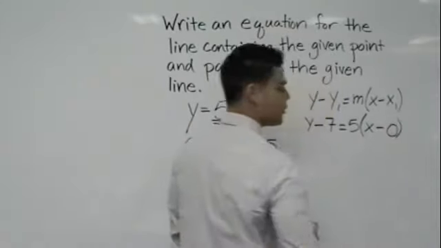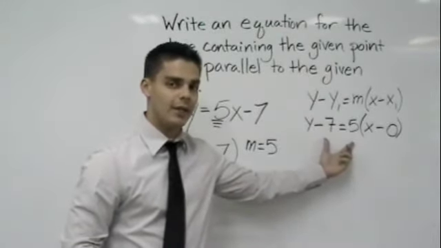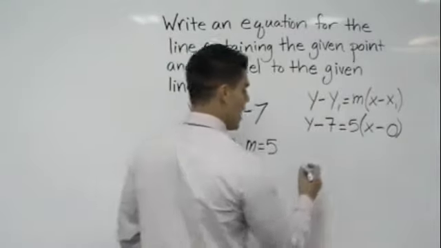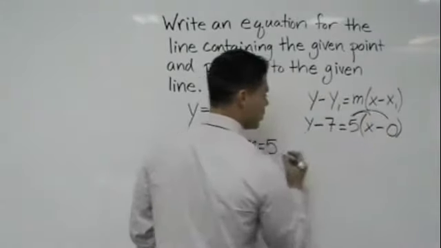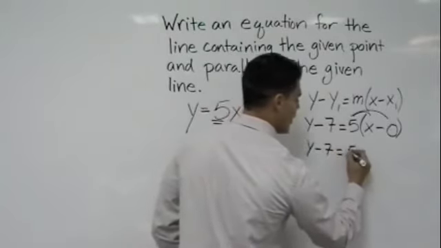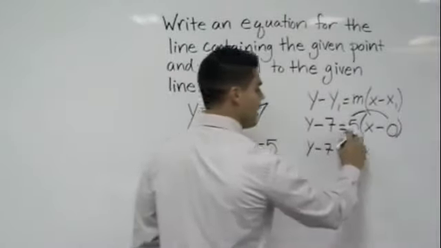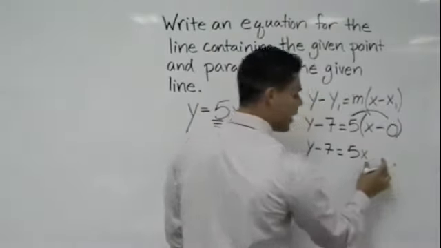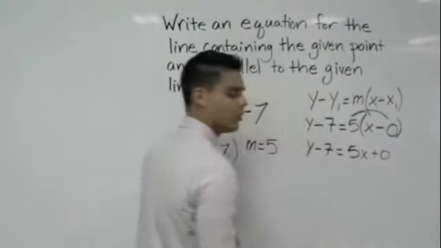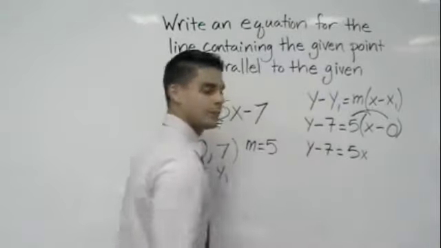Okay, now I have my equation that looks like this, but that's in point-slope form. I want to get it down to look like y equals mx plus b. So I start off by distributing. I have y minus 7 is equal to 5x. 5 times x gives me 5x. 5 times 0 gives me 0, so I don't really have to put anything there. It would be the same as putting plus 0, but there's no point for that, so let's get rid of that.